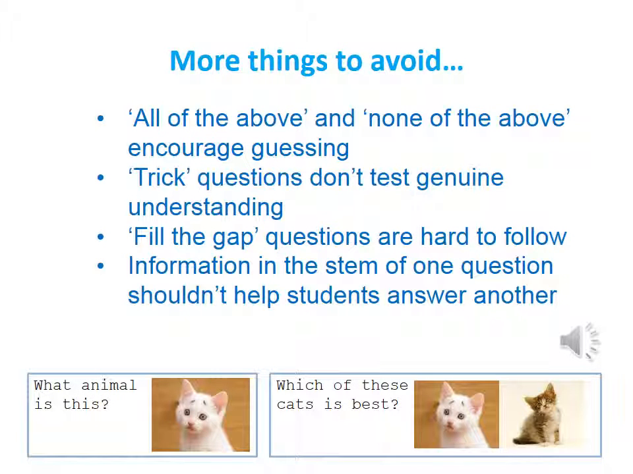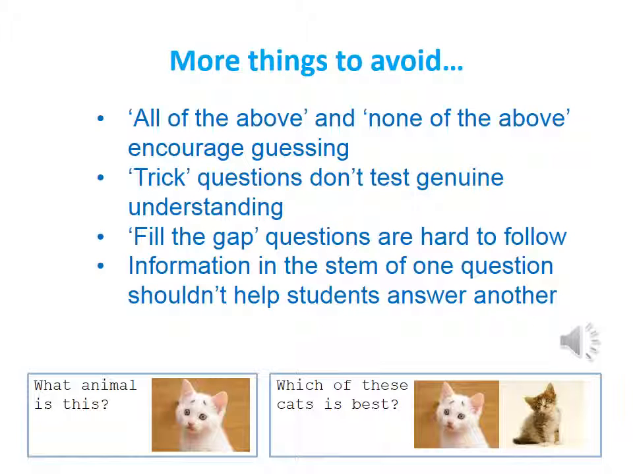So there's a handout available which sums up all of these points. Here are some more to avoid, quite quickly. All of the above and none of the above formulations of answers really encourage students to guess. So if they know that A is correct and they have the option to choose all of the above, they might assume that the others are as well. Similarly, trick questions don't really test student understanding, and they make students quite suspicious of the rest of the test.